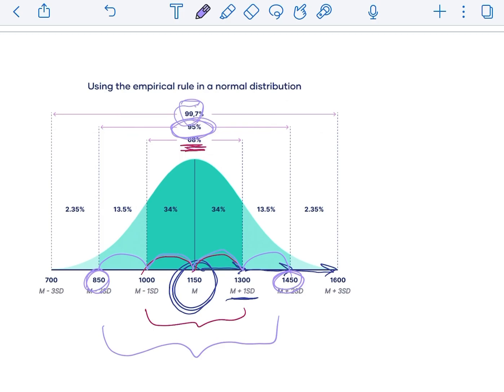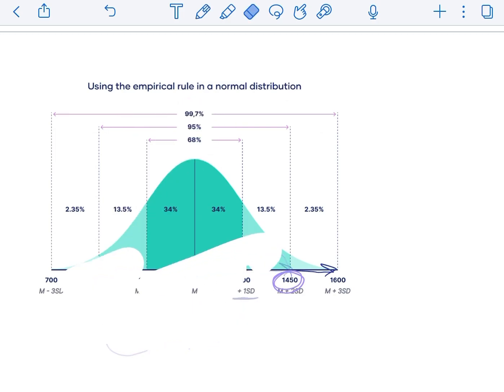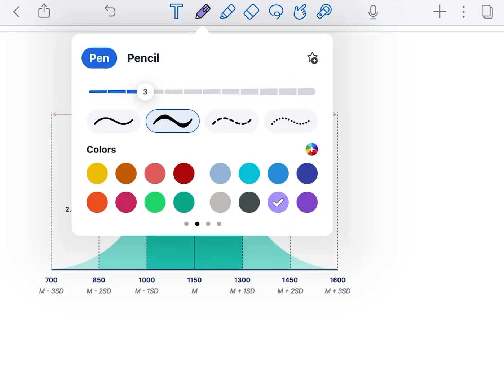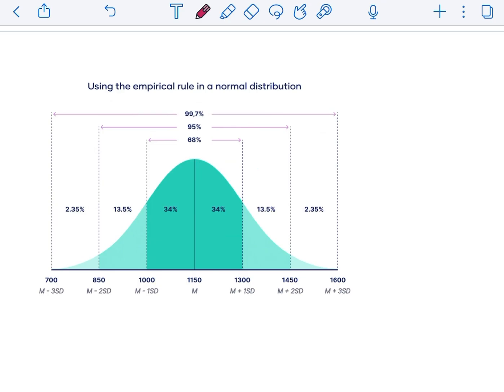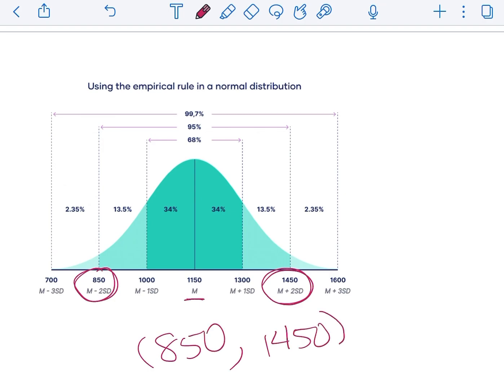So, for example, if we had a question that asked us something like, what range of scores would represent the middle 95% of the data? Well, I know that that's going to be from the median going 2 standard deviations above and 2 standard deviations below. So the interval 850 to 1450 would be representing the middle 95%.